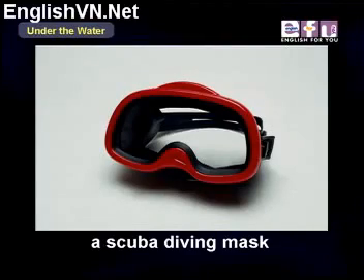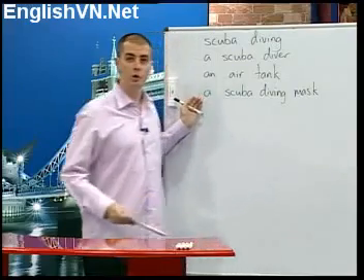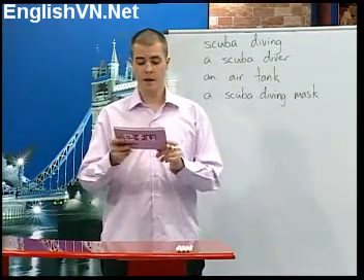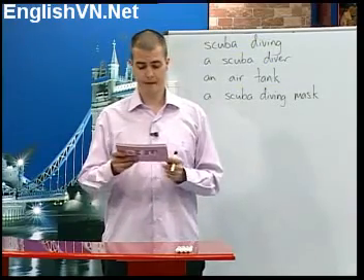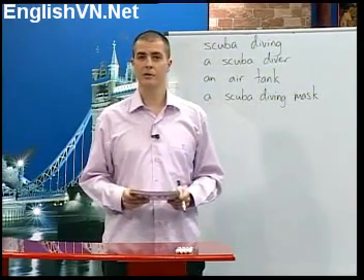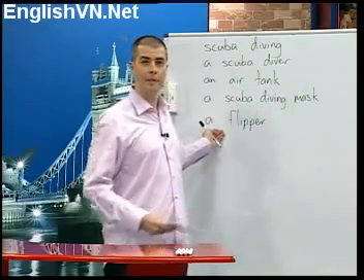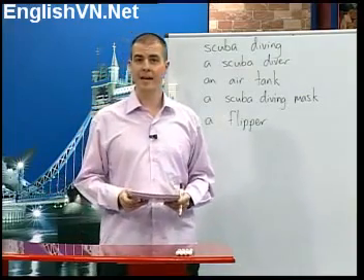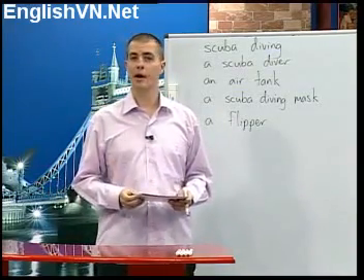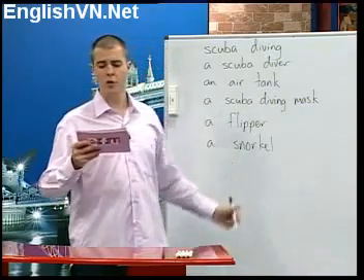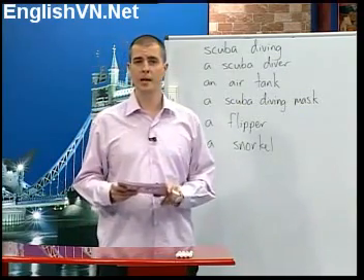A scuba diving mask. A scuba diving mask is a piece of equipment made of rubber which covers a scuba diver's face. A piece of glass in the mask allows the diver to see. A flipper. A flipper is a large flat rubber shoe worn by divers to help them swim faster. A snorkel. A snorkel is a tube which allows a person to breathe underwater.